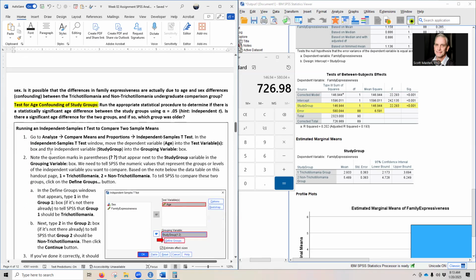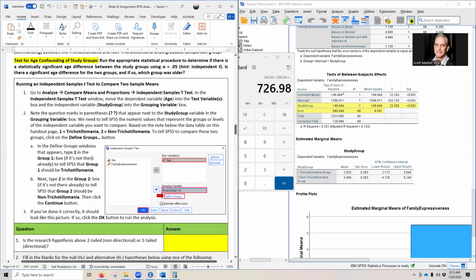So that's what we're going to do now, is test in order whether age and sex are potential confounders in her study. Remember, for a variable to be a confounder, it should be associated with the dependent variable, and it should differ as a function of the independent variable groups. So that is to say, age and sex, are they correlated with family expressiveness? And age and sex, do they significantly differ across folks who have and don't have trichotillomania? So we're going to try to establish that.